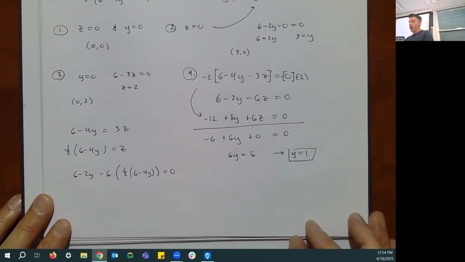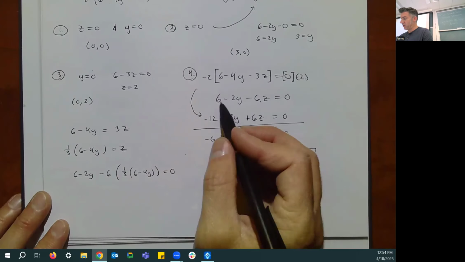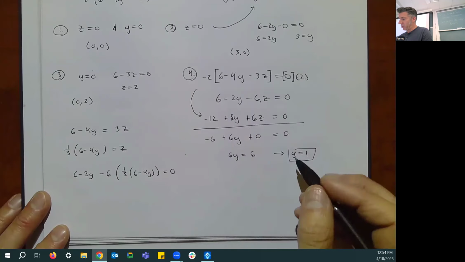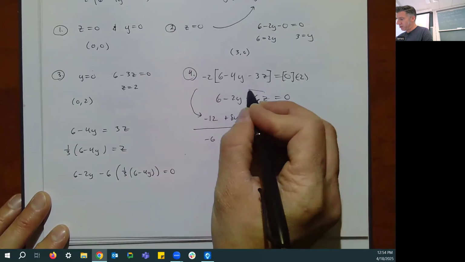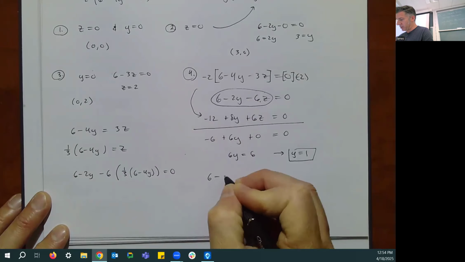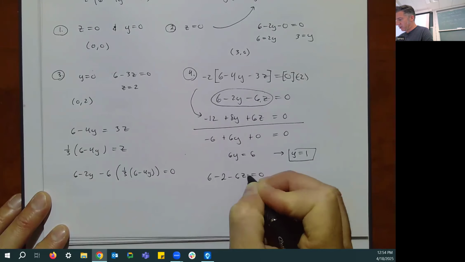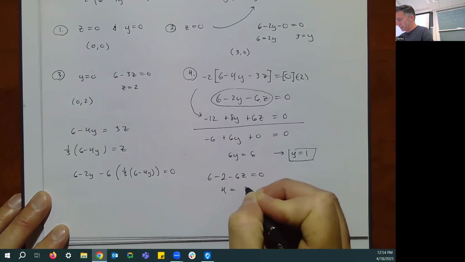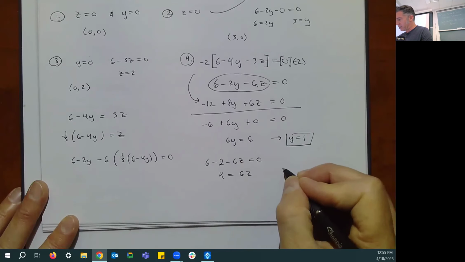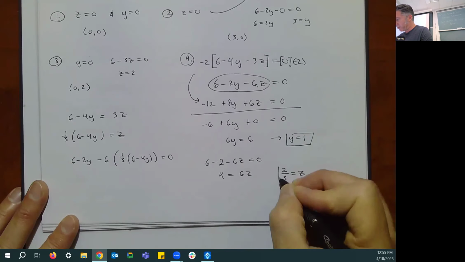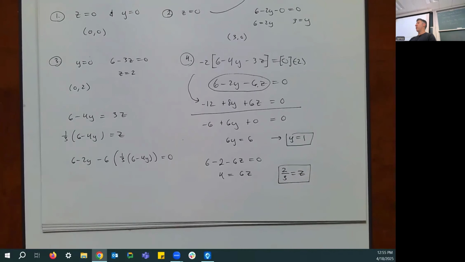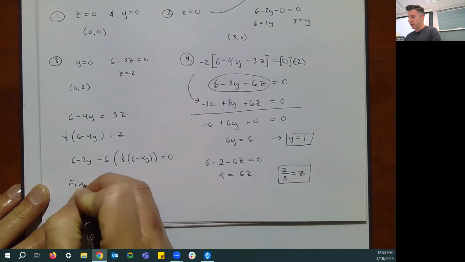So if y equals 1, now we can use one of these equations to solve for z. I'm going to plug it in right here and say 6 minus 2 minus 6z is equal to 0. So 4 is equal to 6z, or 4 divided by 6, or 2 divided by 3, is equal to z. That should be the y and z value that maximizes the volume, because it's going to give you a non-zero amount of volume, and the other ones gave you 0.